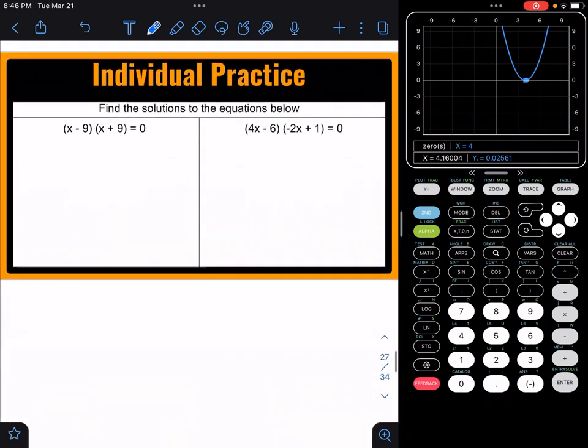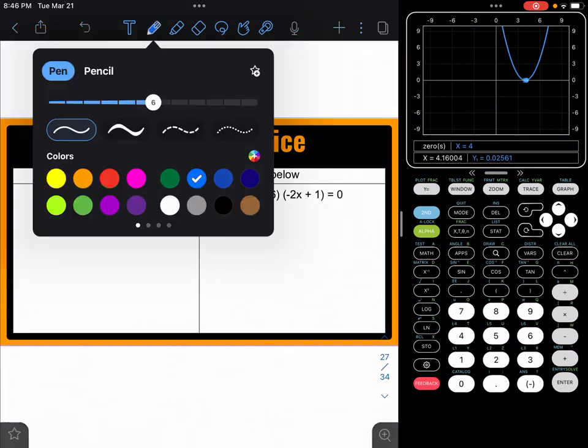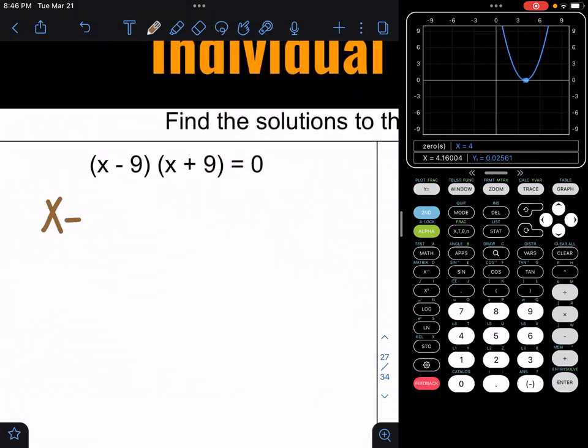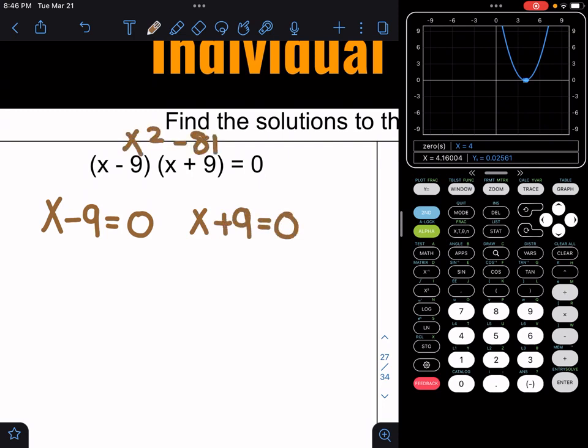Alright, and now some individual practice for you. Pause the video, set them equal to 0, see what answers you get. We will have x minus 9 equals 0 and x plus 9 equals 0. Originally, this would look something like x squared minus 81. To separate x squared, we could separate it into x and x. And to separate 81, we could separate it into 9 and 9.